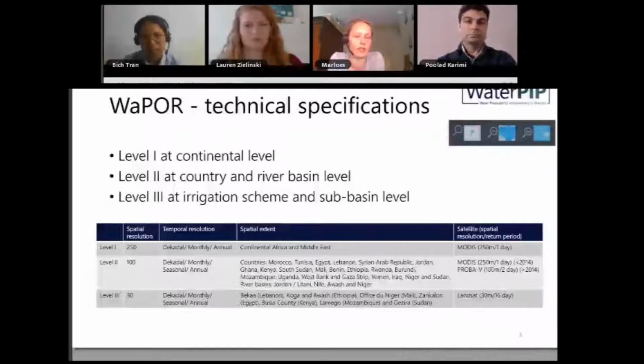have 30-meter resolution data at decadal, monthly, and seasonal timescale, and that's available for specific locations. And currently, it is available for locations in Lebanon, Ethiopia, Mali, Egypt, Kenya, Mozambique, and Sudan. And this is derived from the Landsat data, or the satellite that's available at 30-meter resolution.